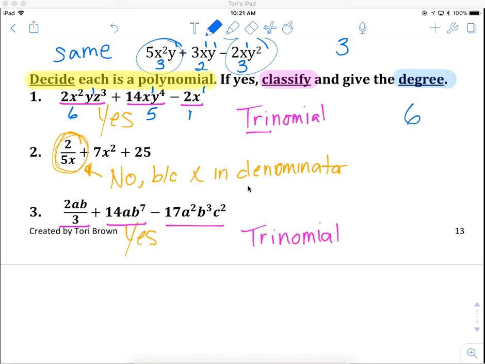Last one, our degree on the first term, we have a1, b1, that makes it 2. Middle term, 14a, b to the 7th, has a 1 and a 7, that makes 8. Last term has 17, a squared, b to the 3rd, c squared. So 2 plus 3 plus 2 is a 7. That still makes our highest degree the 8. That's the highest number that we have. Remember to answer all 3 parts of the question on your homework.